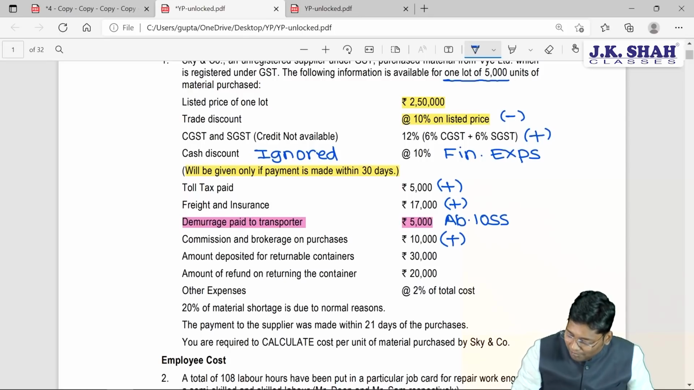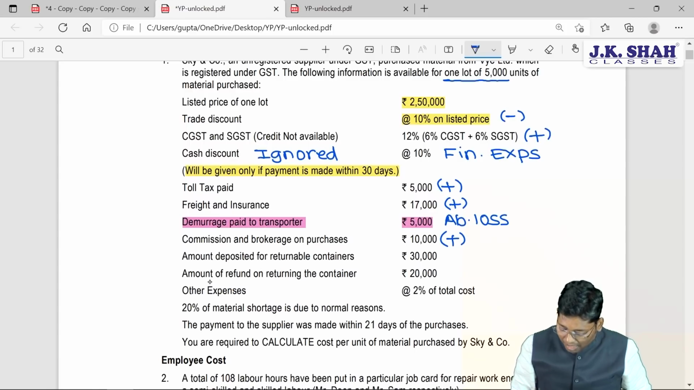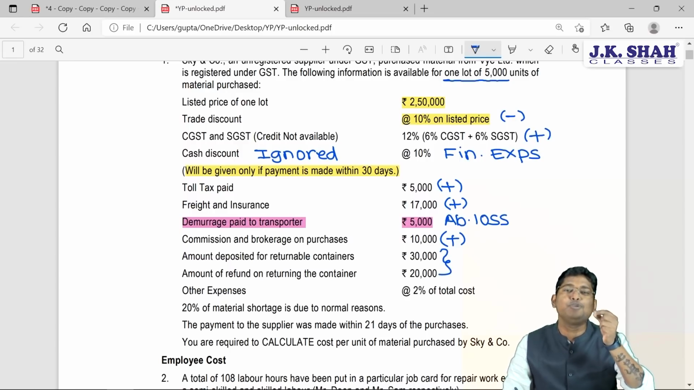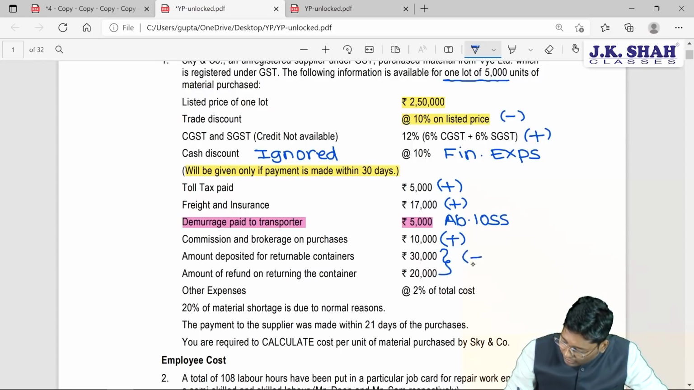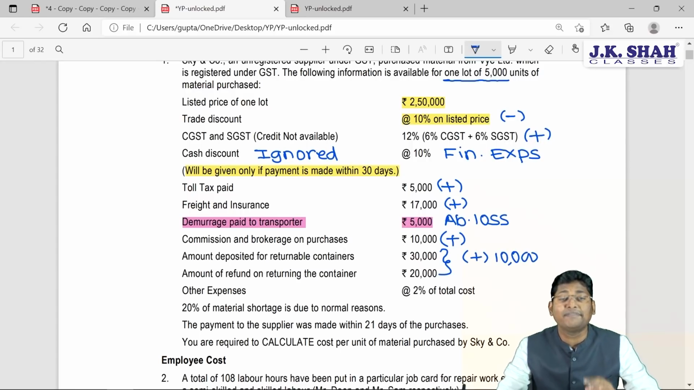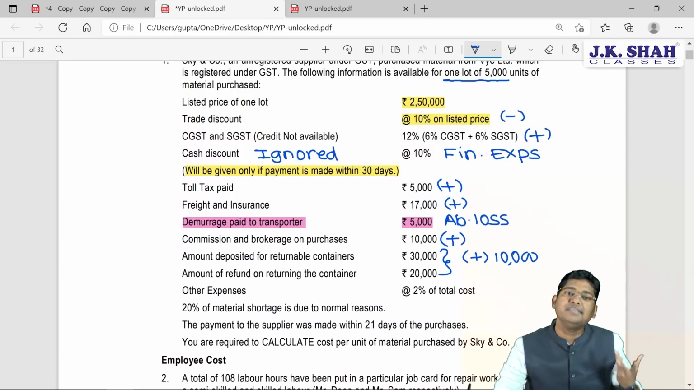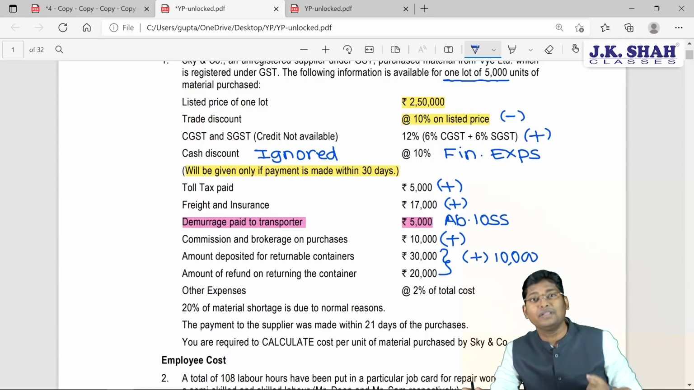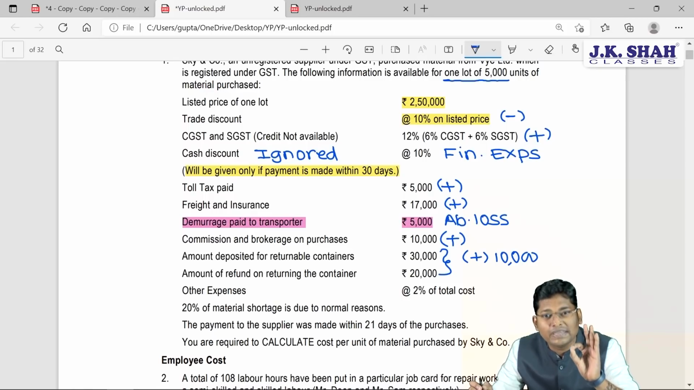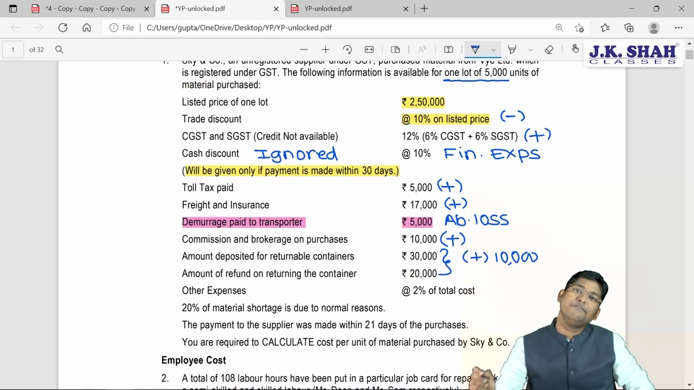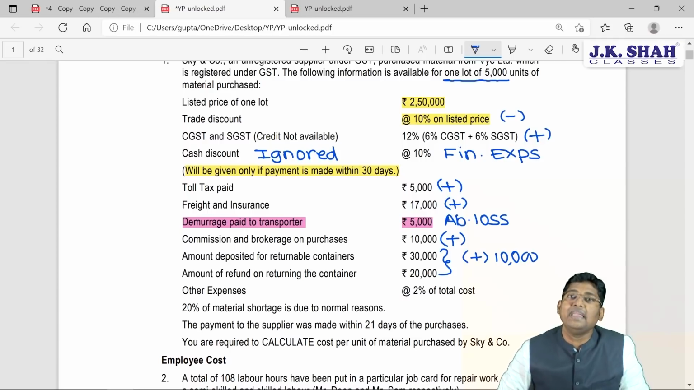So initial amount which you have spent towards this deposit is 30,000 rupees, but amount of refund on returning the container is 20,000 rupees. If you check these two items, then there is only expenditure amounting to rupees 10,000 which we have incurred, right? We have kept 30,000 deposit, but how much amount are we getting back? How much refund is given by the supplier? Only 20,000. That means straightforward 10,000 rupees we have spent for this particular activity. That's why in our cost statement only 10,000 will reflect.